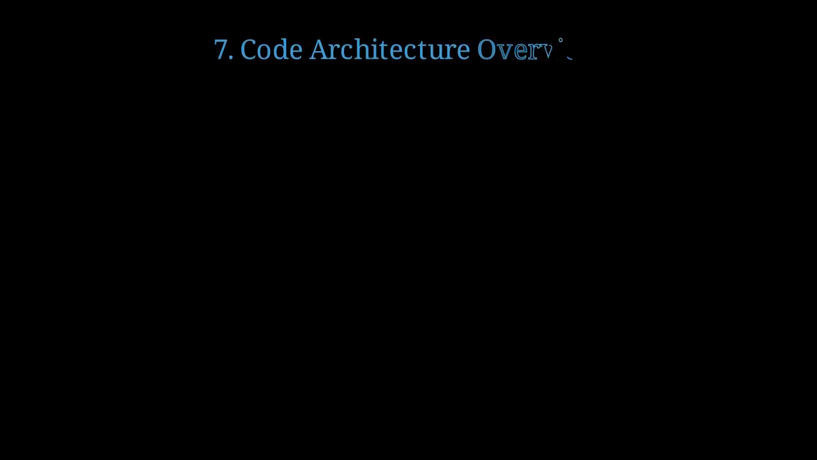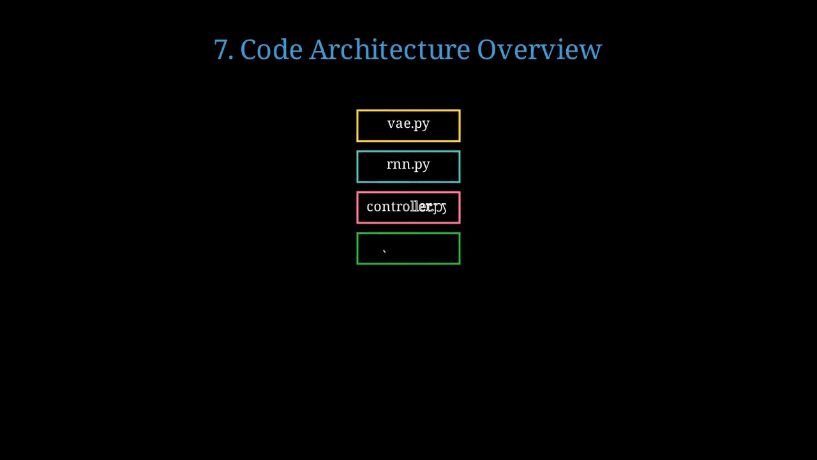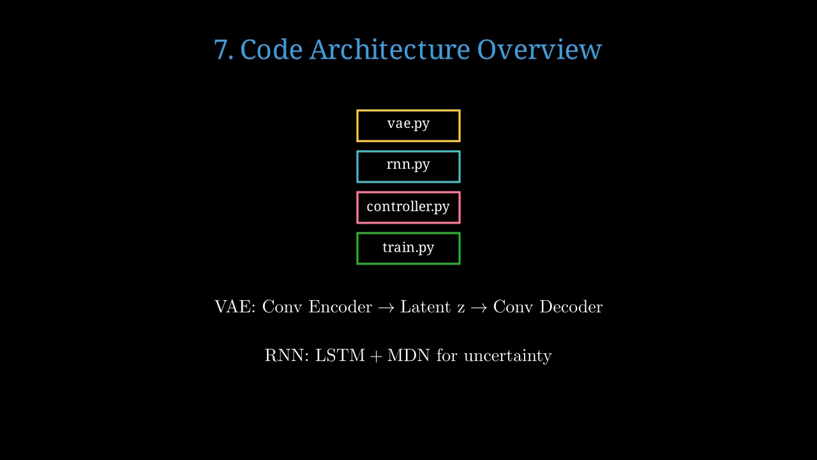Here's how the code components fit together. Organize your code into separate modules: v.py for the vision component, rnn.py for memory, controller.py for actions, and train.py to coordinate everything. The VAE uses convolutional layers for encoding and decoding with a bottleneck latent representation. The RNN combines LSTM cells with a mixture density network to handle stochastic predictions.